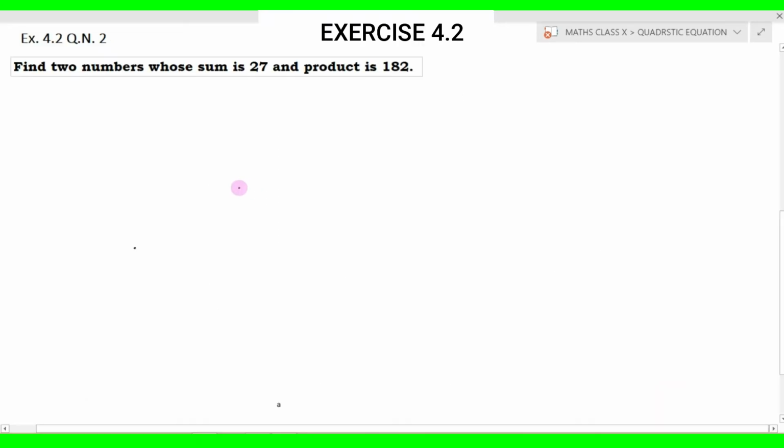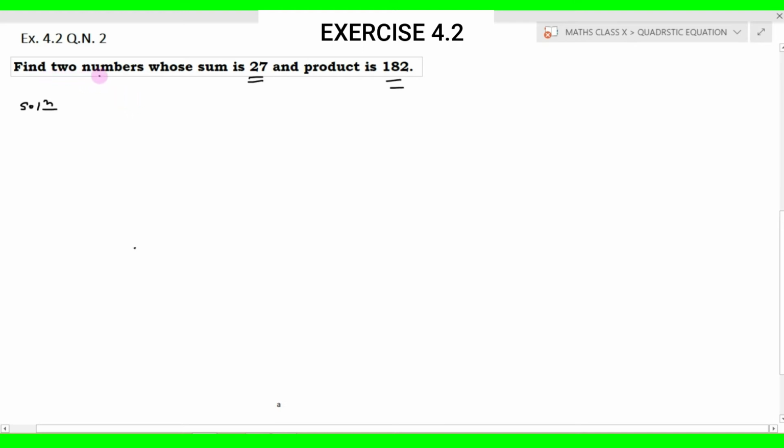Good. Here I am going to start with a word problem of Exercise 4.2, question number 2. Find two numbers whose sum is 27 and the product is 182. Okay, so we'll start from the solution. Whenever you have a word problem, you have to follow a few steps. First step, read the question carefully until you understand each and everything. Second step, let the term which you have to find, the unknown term, be x.